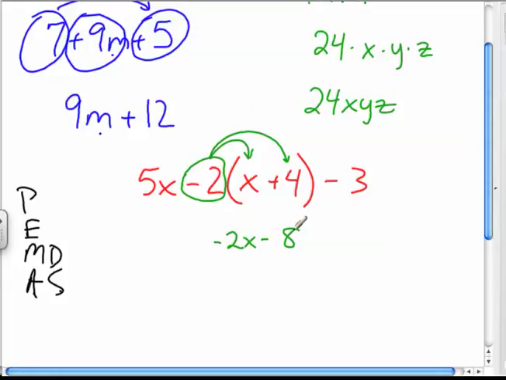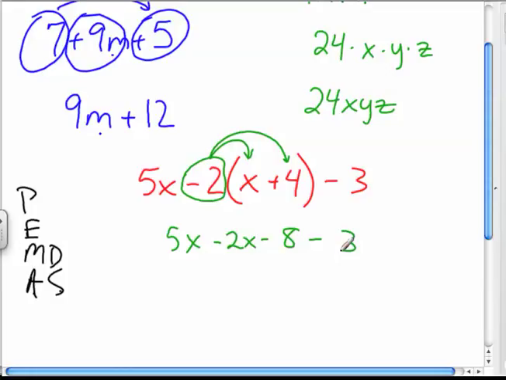Okay? Distributive property, which we're going to talk about in a couple of days. But I've gone ahead, I've multiplied that. You remember that from last year. And then I'm just going to bring down my 5x and my minus 3. Now I've done all the multiplying I can. Now I need to combine some like terms.